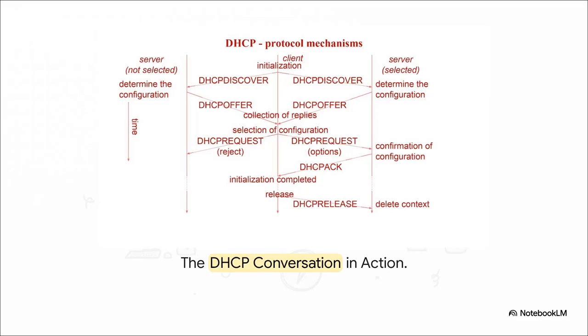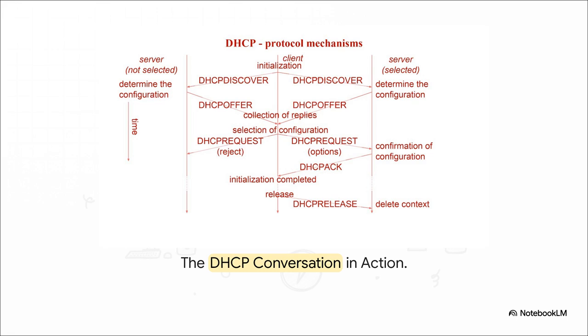Okay, so it all kicks off with that first step, discover. Your device broadcasts what's called a DHCP discover message. It's pretty much shouting out to the entire local network, hey, is there a DHCP server out there that can help me get online? Next up, any available DHCP server on that network will reply with a DHCP offer. This message is a direct response, basically saying, yep, I'm here and I've got a whole network set up for you, including this specific IP address.